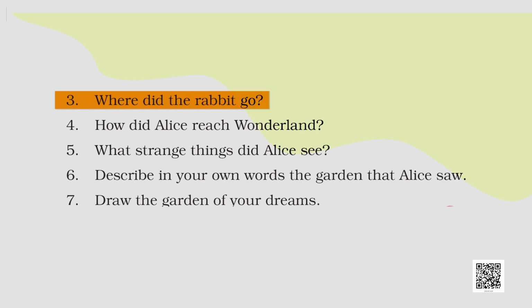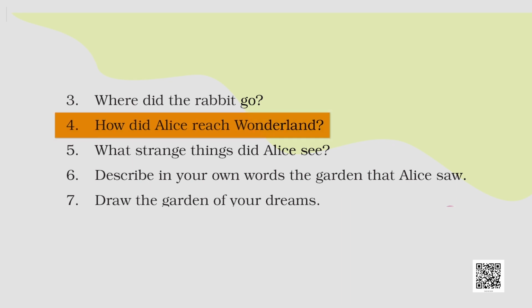Question 3. Where did the rabbit go? Yes, we know that the rabbit went down a rabbit hole. Question number 4. How did Alice reach the wonderland? Alice followed the rabbit down the rabbit hole. She fell and fell till she dropped on a pile of dry leaves.